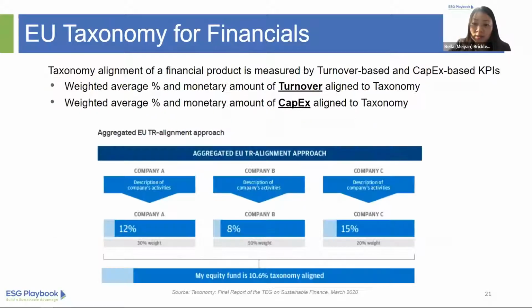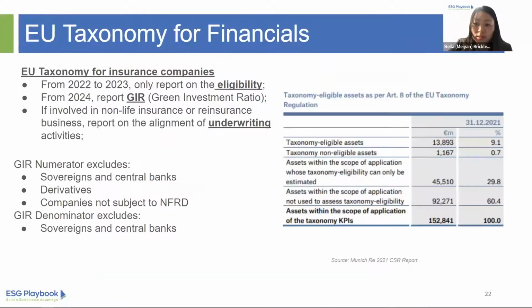So next slide. How does this data roll up to the fund level? So on this slide, you can see how the alignment data at the investee companies level is aggregated based on the weight of the assets under management. Now moving on to the insurance companies, the KPI is still green investment ratio. However, if the company has non-life insurance and reinsurance business, they need to disclose the alignment of underwriting activities according to Annex 2.10 of the Climate Delegated Act. So on the right, it's a sample report of Mooi Literature.